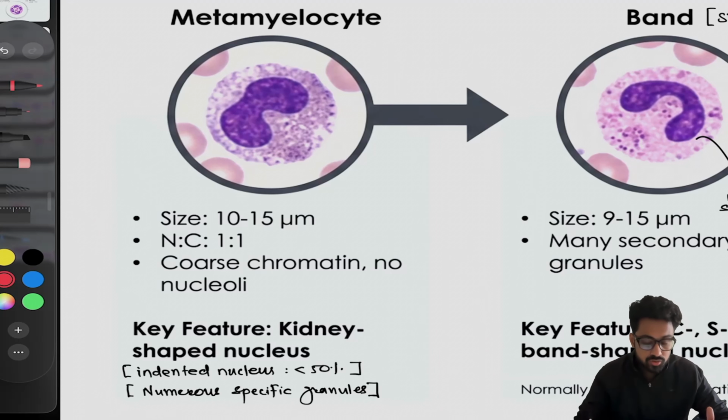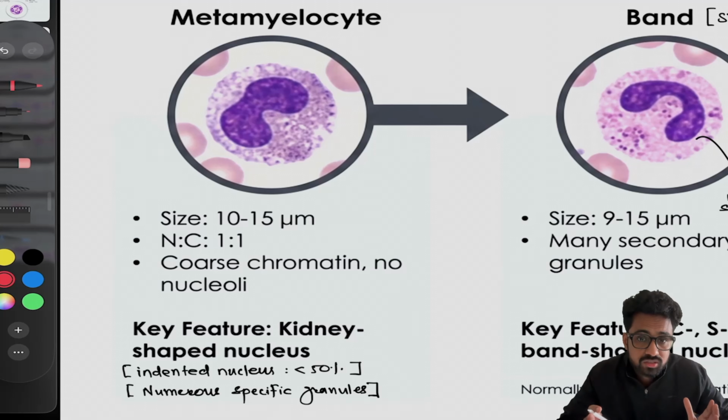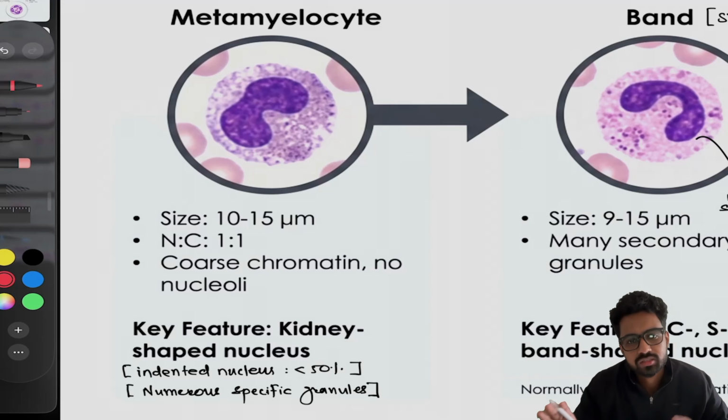And how should you differentiate it from the band? That is, the indented nucleus is of less than 50% of the nuclear size. If it is equal to 50% or greater than 50% indentation, then we say it is a band form or stab form.